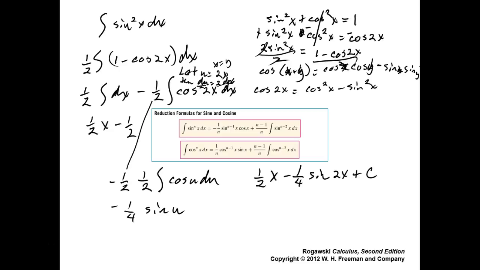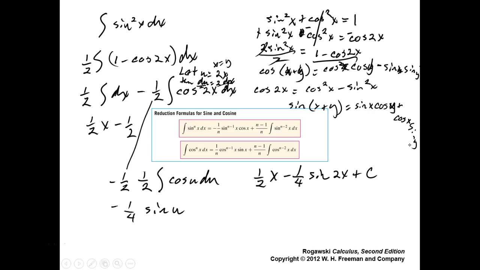Let's go back to our double angle formula. Does anyone remember what sine 2x is? If you don't, we can do it the same way we did before. Let's do sine of x plus y. Did anyone remember how that went? Sine x cosine y, plus cosine x sine y. Okay, running out of room there.